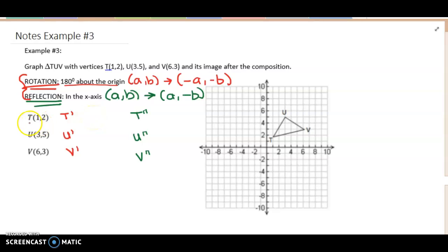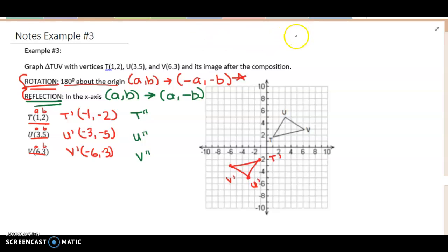All right, so we first want to start with these. Here's our (A, B), (A, B), (A, B). Now our rule is (A, B) goes to (negative A, negative B). So all I'm going to do is make each of these negative. They don't flip order or anything. So (1, 2) becomes (negative 1, negative 2). My (3, 5) becomes (negative 3, negative 5). And my (6, 3) becomes (negative 6, negative 3). Okay, now I'm going to plot that. So go ahead and plot that.